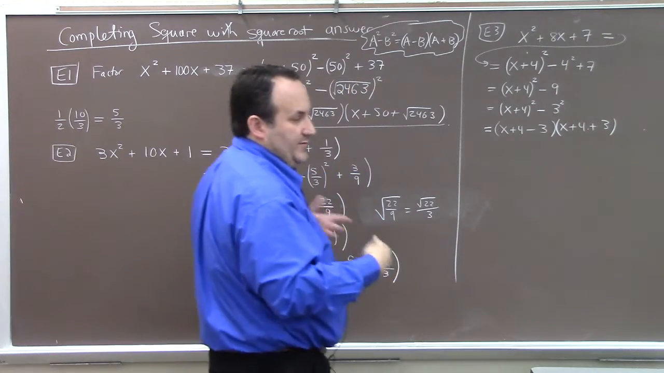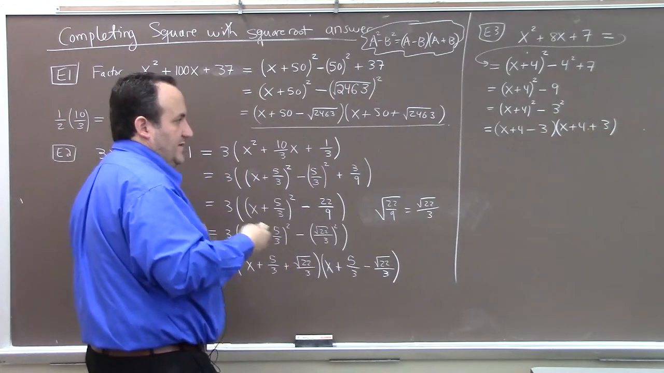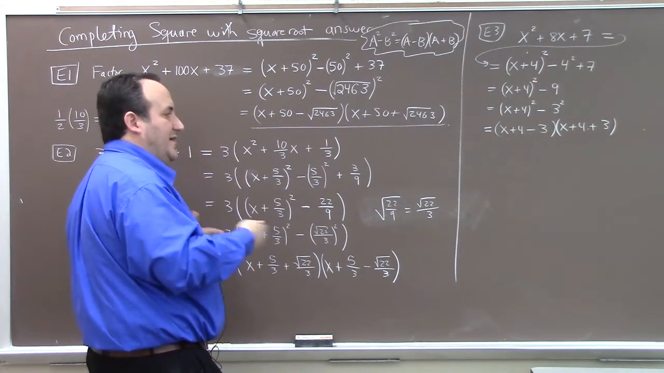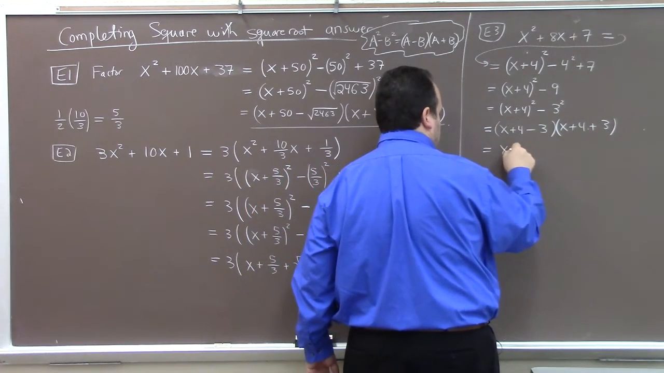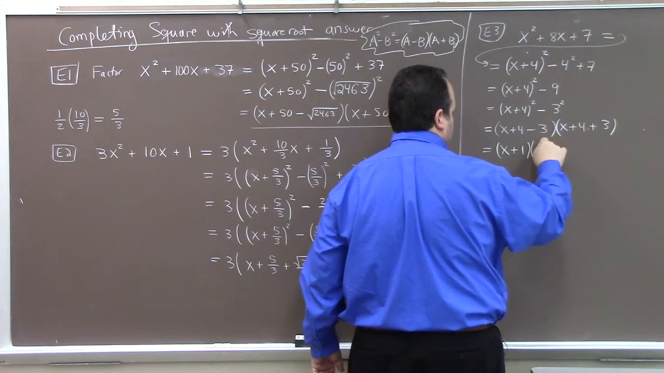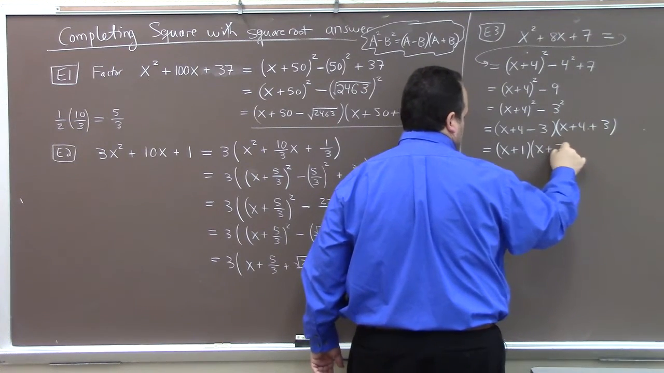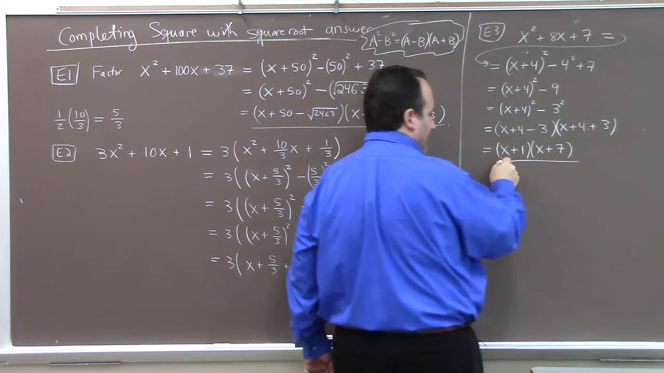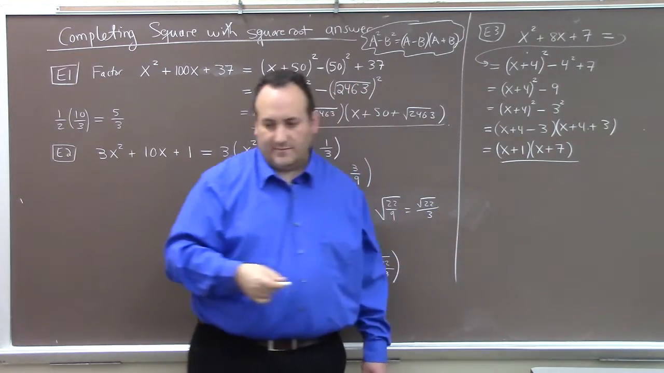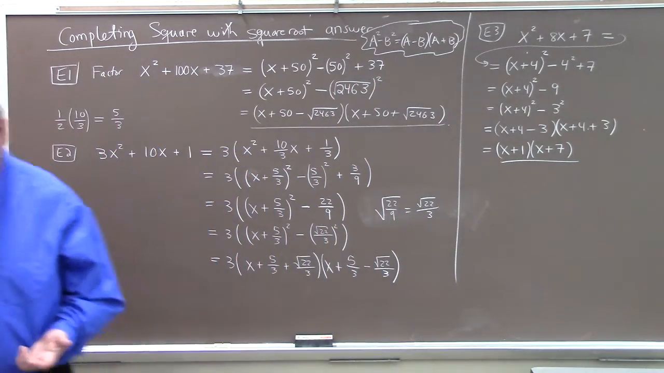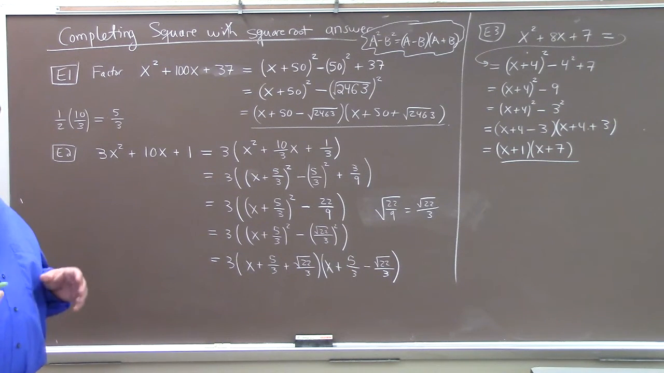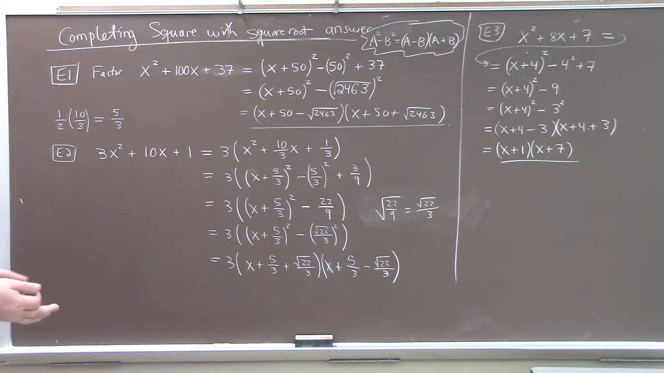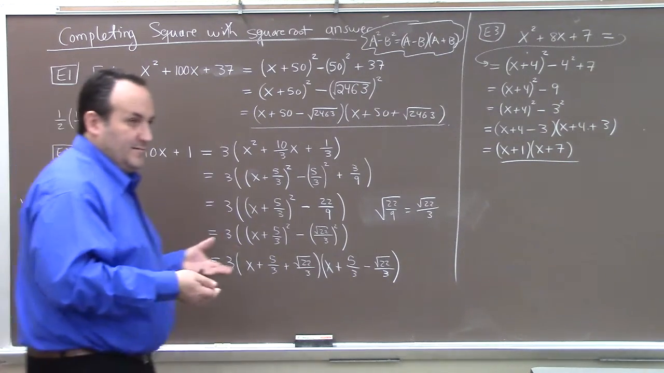And we can clean that up a little bit. What is minus 4 plus 3? 4 minus 3 is 1, right? So what we have is x plus 1 times what? x plus 7. Now, is that surprising? I would say no. That is not at all surprising. This problem we didn't need completing the square for. This problem we could have just straight factored.